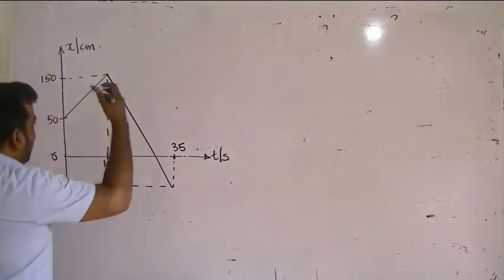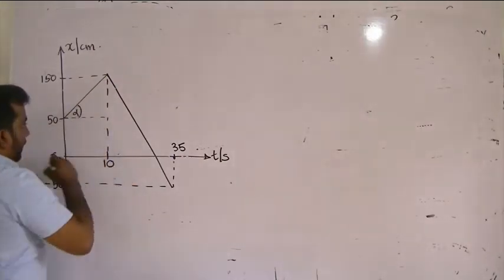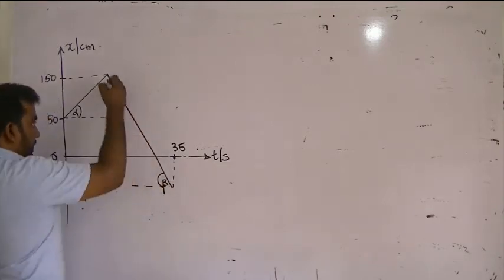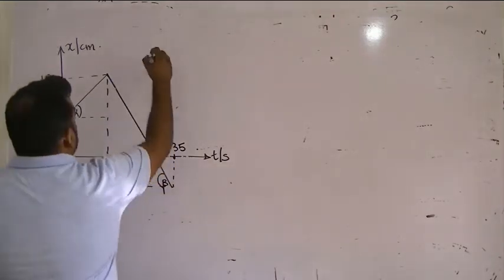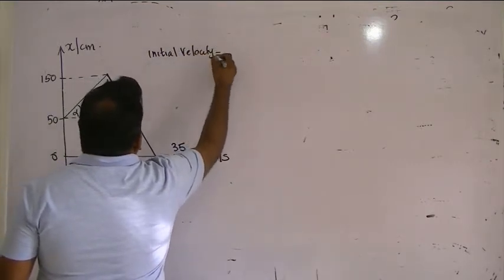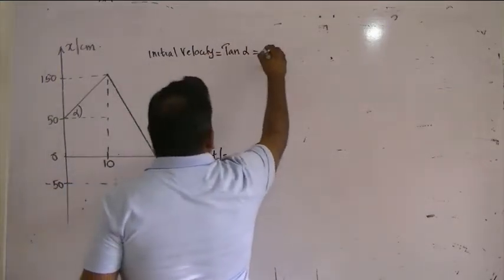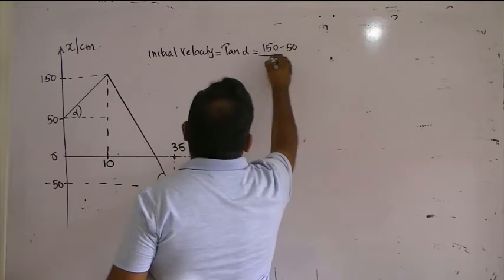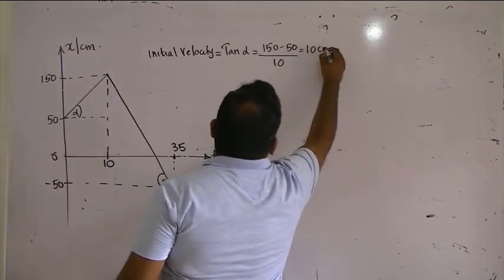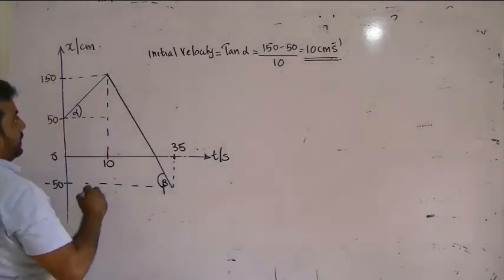All of you know the gradient of the graph. Constant gradient here, I'll take alpha. Constant gradient here, I don't know the time, so I'll take beta. Same gradient. So initial velocity is equal to the gradient, tan alpha. Tan alpha is opposite, 150 minus 50, over adjacent 10. 100 over 10 is 10 centimeter per second.